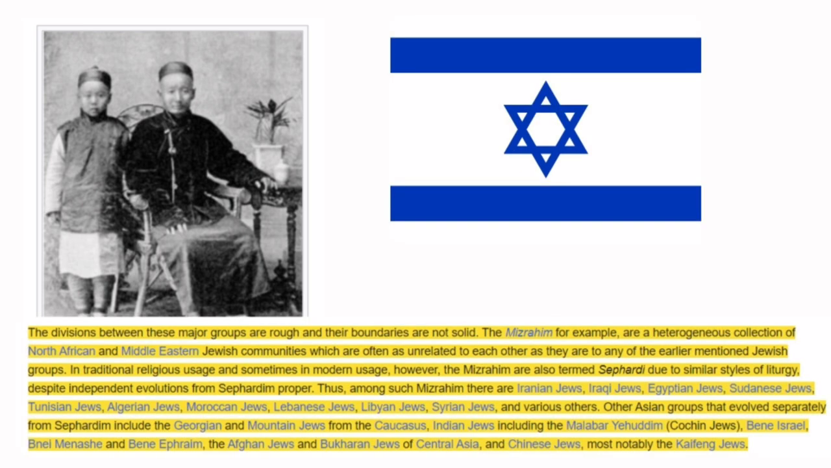The divisions between the major Jewish groups are rough, and their boundaries are not solid. There's not a clear indication of who's Ashkenazi, who's Sephardi. The Mizrahim, for example, are a heterogeneous collection of North African and Middle Eastern Jewish communities, which are often as unrelated to each other as they are to any of the earlier mentioned Jewish groups. The North African and Middle Eastern Jews did not naturally share allegiances with each other or were friendly towards each other.